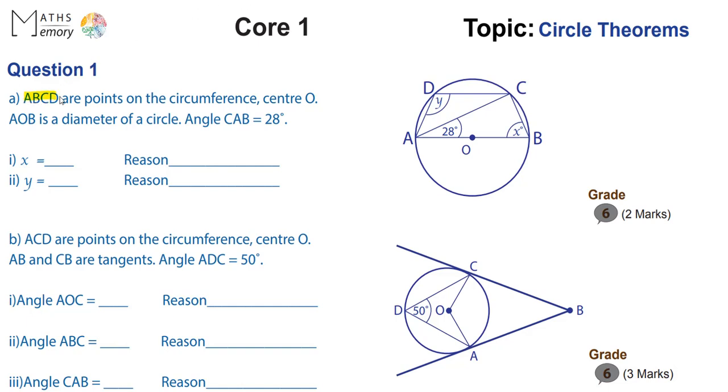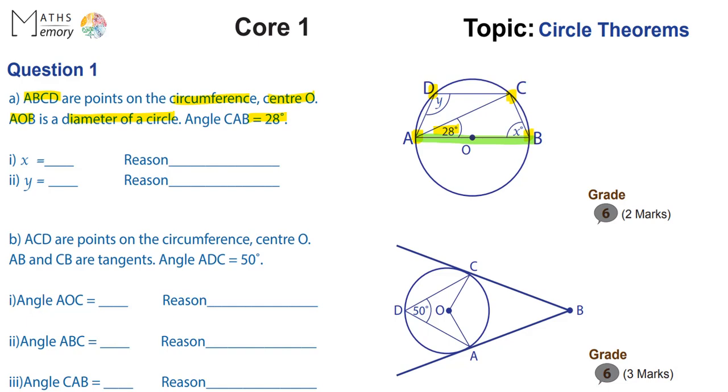A, B, C, D are points on the circumference, center O. AOB is a diameter of a circle. CAB is 28 degrees. Now let's look at our key features. What can we see from over here? Well, ABCD, this looks like a cyclic quadrilateral because there are 4 points on a circumference. That could help us. It may not. Anyway, that's a key feature. AOB is a diameter. That could help us. What else? I think that's about it, really.